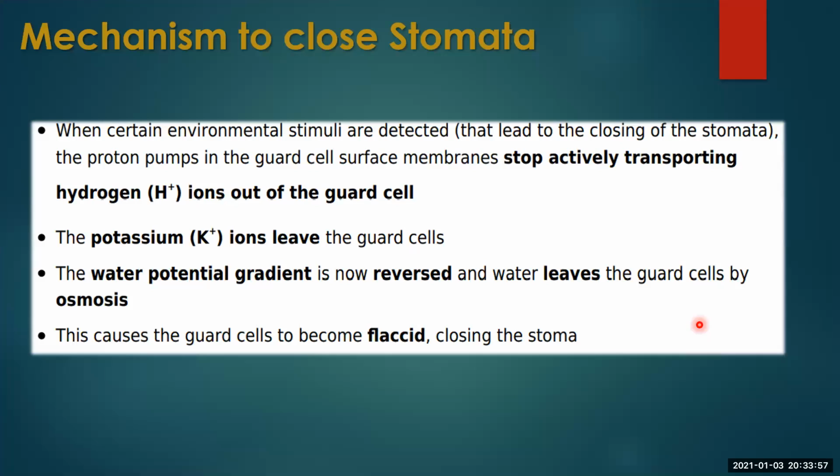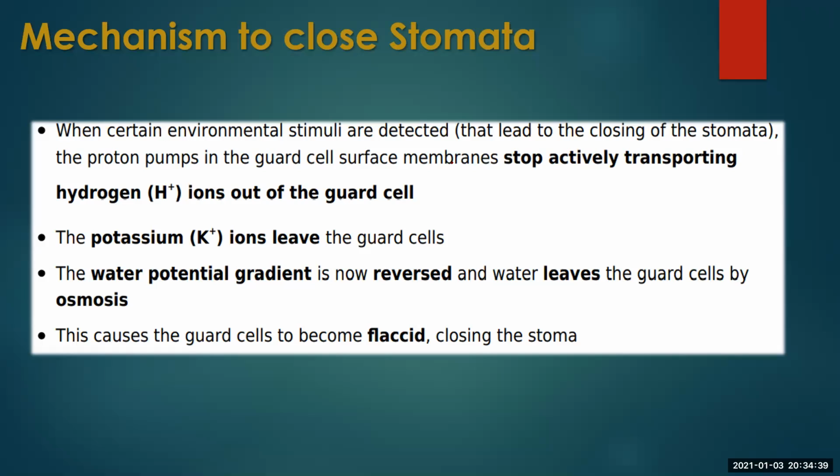Okay, so we just discussed the mechanism to open the stomata. Now we'll talk about the mechanism to close the stomata when certain external stimuli are detected. This leads to the closing of stomata as well. When the stomata get closed, the proton pumps in the guard cell would stop actively transporting hydrogen out of the guard cells, because this is what was happening in the presence of light. But if it's dark now, there's no light. So these proton pumps would stop this active transport of hydrogen ions out of the guard cell.